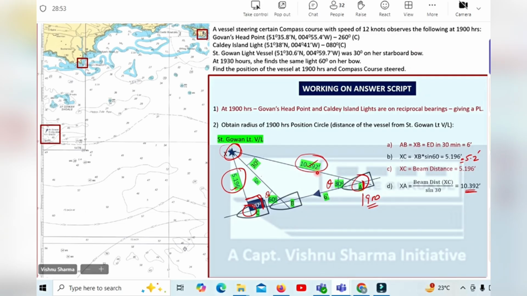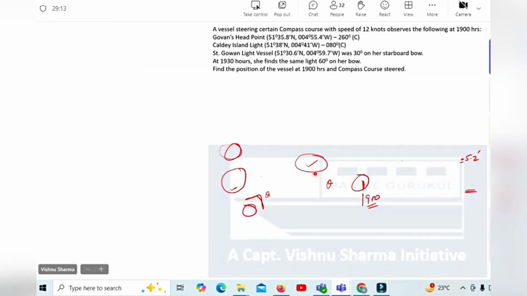Guys, if anybody has not understood, please let me know. A is the position of the ship at 1900 hours, because at that time Saint Gowan is 30 degrees on the starboard bow. And so XA is the distance of the vessel from Saint Gowan at 1900 hours. Am I right in this plot on the answer sheet? Am I right, guys?